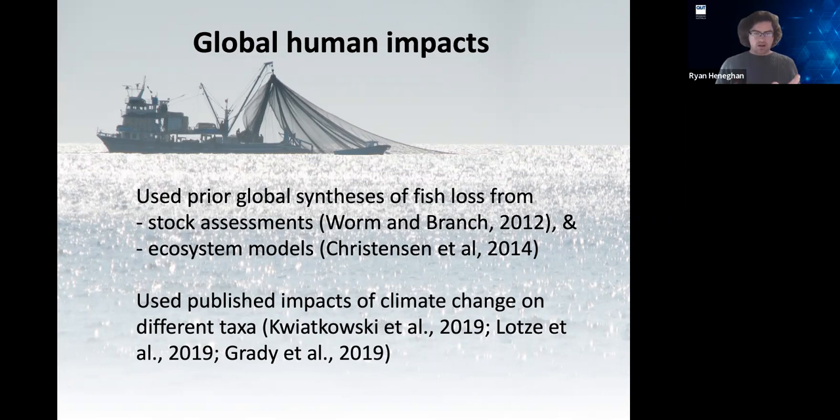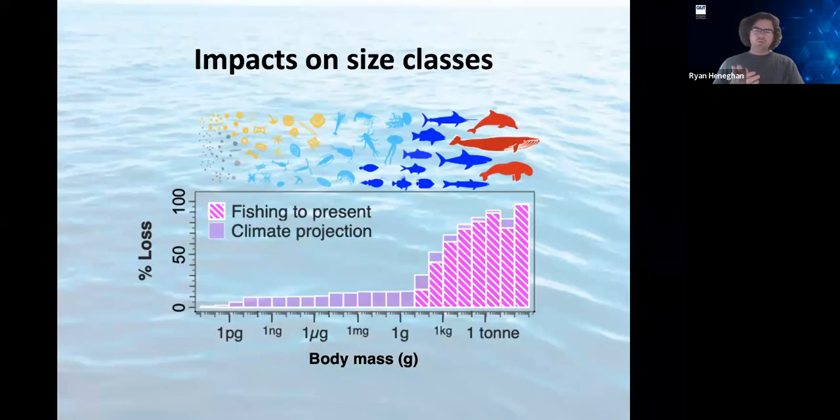So pulling that together, we looked at the percentage loss of biomass comparing fishing to the present versus a worst case, not business as usual, high emissions climate scenario, RCP 8.5, between now and the end of the century. What we found is that at least on the upper two thirds of the spectrum, the impacts at the global scale of past historical fishing far exceed what is arguably a worst case projection of climate change between now and the end of the century.